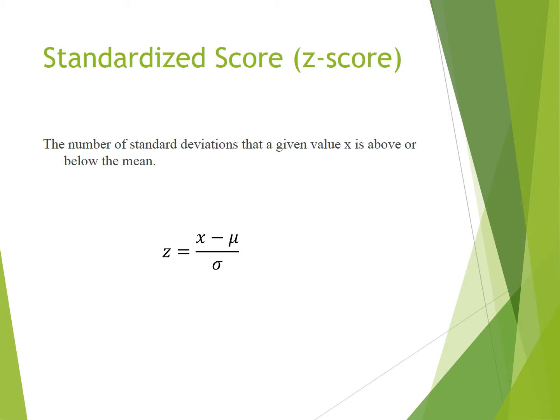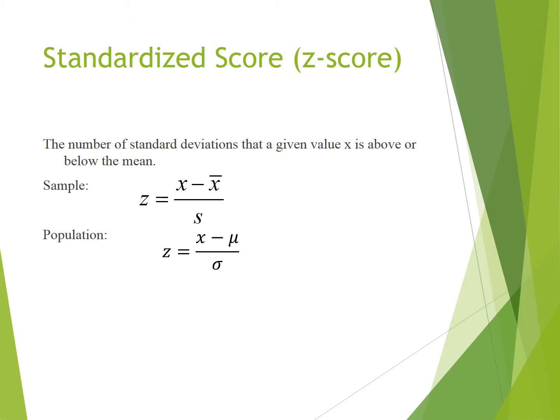So if z is equal to positive 2.30, then that means that value is 2.3 standard deviations above the mean. If a z value is negative 1.24, then that means that value is 1.24 standard deviations below the mean.